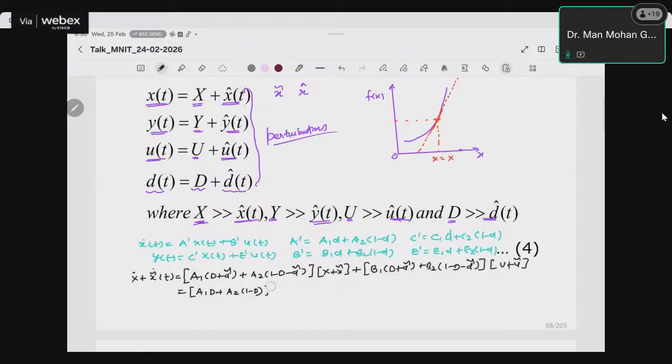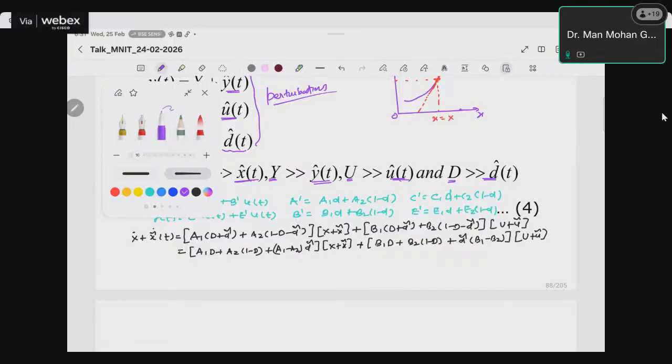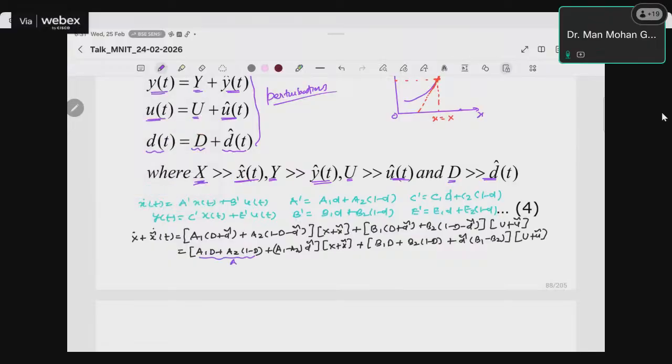Sorry, this is A1D plus A2(1 minus D) plus (A1 minus A2)D-cap times x plus x-cap. If I simplify this, it is B1D plus B2(1 minus D) plus (B1 minus B2)D-cap times u plus u-cap. Okay, so now I'm representing this quantity with A, and this quantity with B.